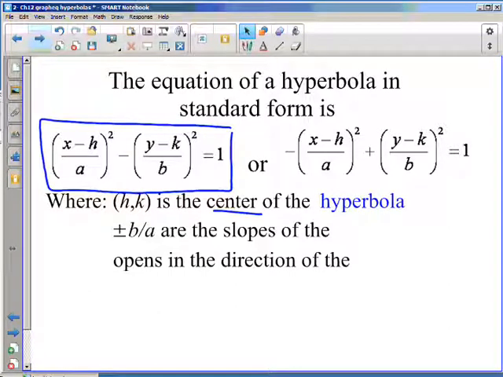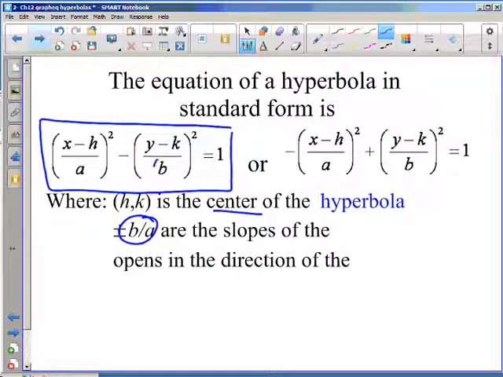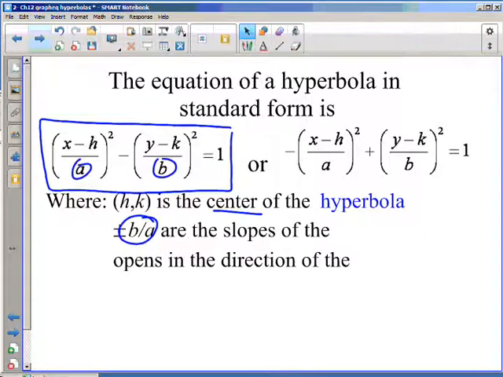And key information for sketching the graph: the point (h, k) is the center of the hyperbola. And technically, just like in a circle, the center is not actually part of the graph. It's just a very key point in making the drawing. Then we've got this plus and minus b over a. And if you look back at the equation, the b and the a are the stretches or shrinks.